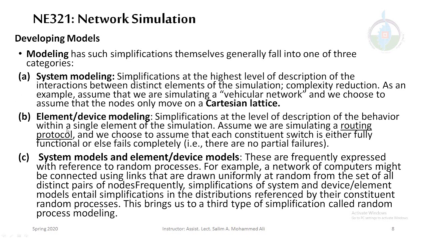The second category in modeling simplification is element device modeling. Simplifications at the level of description of the behavior within a single element of the simulation. Assume we are simulating a routing protocol, for example, and we choose to assume that each constituent switch is either fully functional or else fails completely, i.e. there are no partial failures.